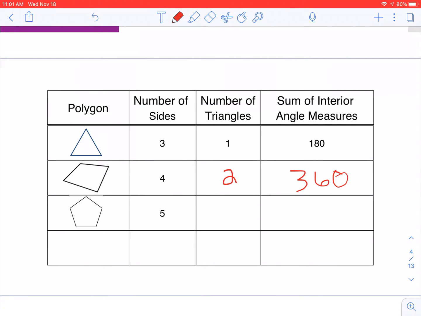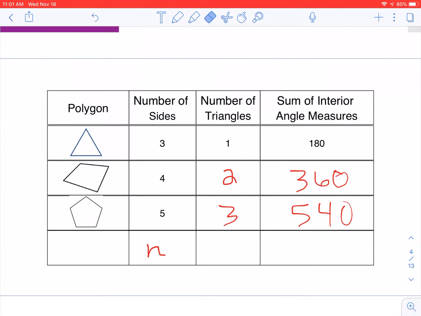Okay, how many triangles are in my next shape? Well, if I do 2 diagonals, we see 3 triangles. 3 times 180 is 540. And if I had n number of sides, okay, we're going to come up with a formula where we can find this for any shape.